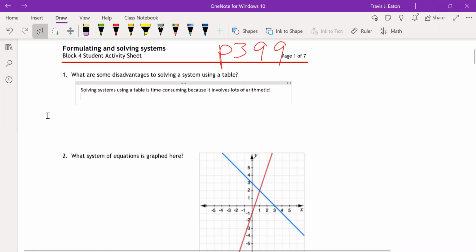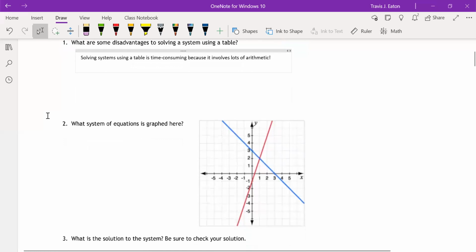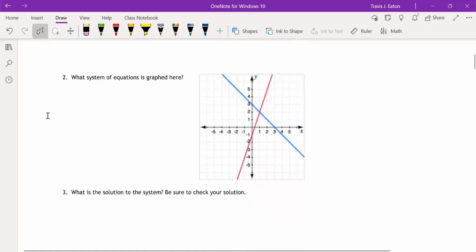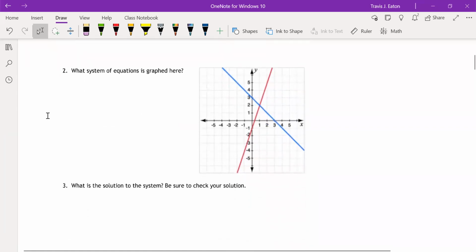So let's move on to question number 2. It says, what system of equations is graphed here? Well, when they're asking this question, what they're really asking is, we're going to write the equations for the 2 lines that we see. What are the equations for the lines that we see here? And remember, you can write the equation for a line.